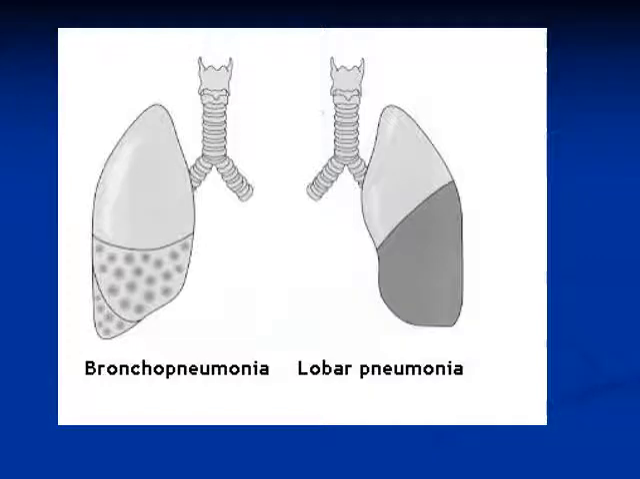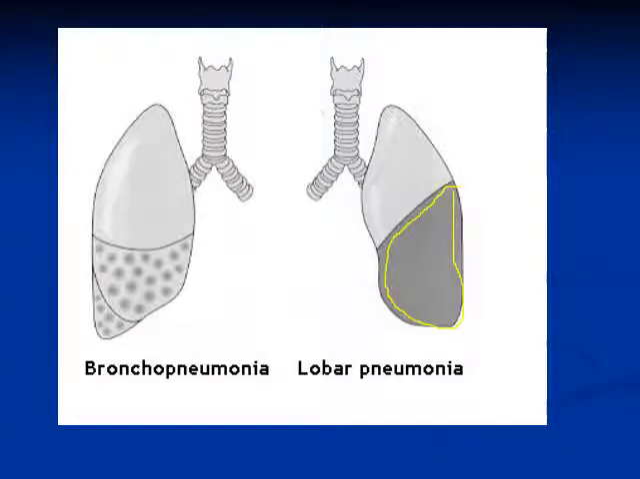This is a diagram you see. This is a lobar pneumonia. You see here, this pneumonia affecting this lobe. This is a lobar pneumonia. Usually here, there is the pleural inflammation, and usually caused by the pneumococcal pneumonia.